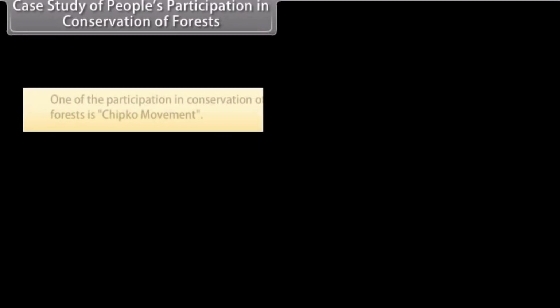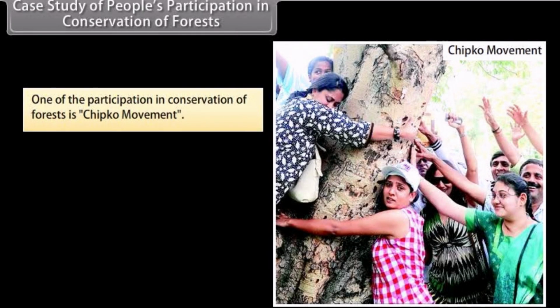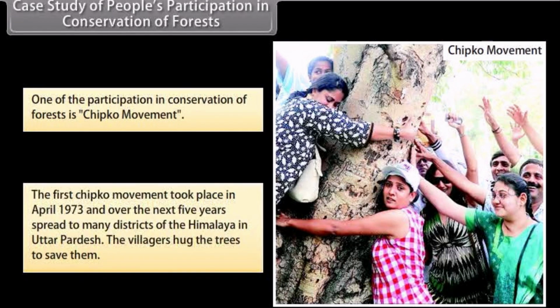Case study of people's participation in conservation of forests. One of the participations in conservation of forests is the Chipko movement. The first Chipko movement took place in April 1973 and over the next 5 years it spread to many districts of the Himalaya in Uttar Pradesh. The villagers hugged the trees to save them.